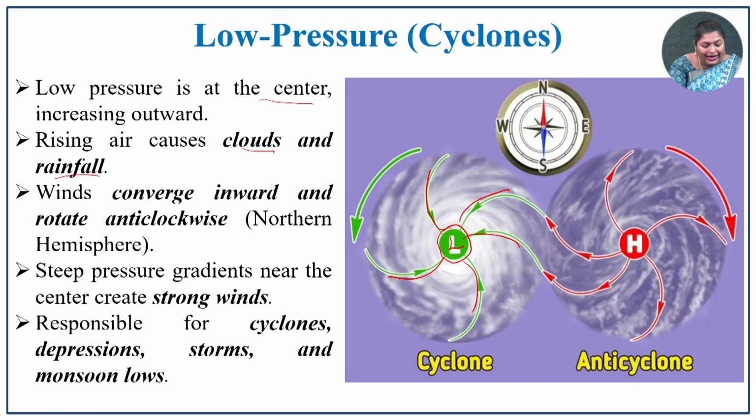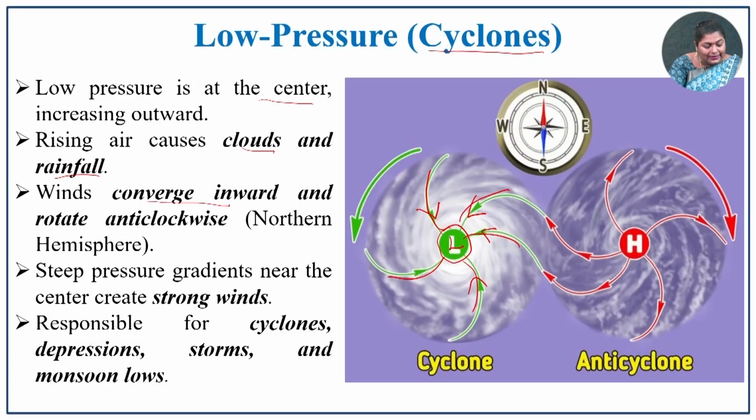The wind converges inward in the cyclone, and it rotates anti-clockwise in the northern hemisphere. So, in the northern hemisphere the cyclone will be rotating in anti-clockwise movement. The steep pressure gradient near the center creates strong wind. If the pressure gradient is steep, how will it lead? It leads to strong wind. It is responsible for cyclones, depressions, storms and monsoon lows. So, these are all the weather patterns which are led by the low pressure, that is cyclones.